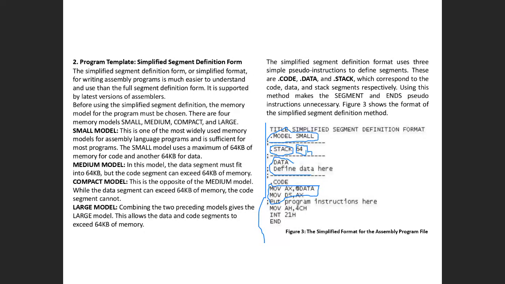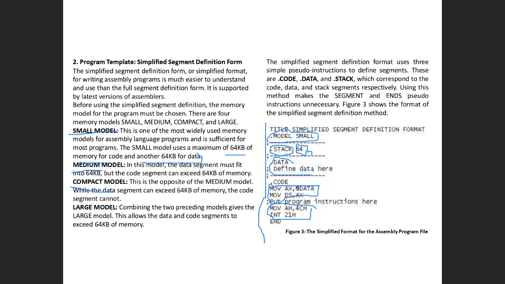In the lab I said that .MODEL is small. It can be the small model, medium model, or compact model. The small model is one of the most widely used memory models for assembly language, and it is sufficient for most programs. The small model uses a maximum of 64 kilobytes of memory for code and another 64 kilobytes for data.